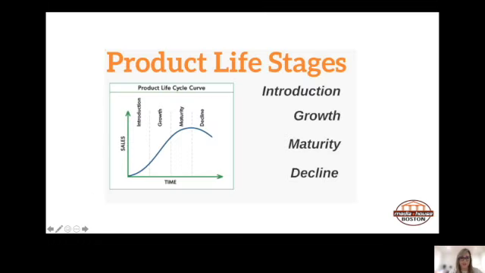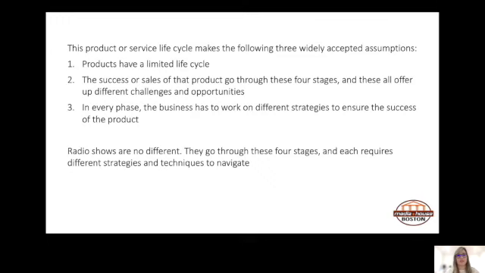Now we're at the next one, which is growth. You can see here how it grows over time, and then we still need to get to maturity and the declining phase. Just to reiterate, this product or service life cycle makes three widely accepted assumptions. The first is that products have a limited life cycle. The second is that the success or sales of that product go through these four stages, which all offer different challenges and opportunities. And thirdly, in every phase, the business has to work on different strategies to ensure the success of the product. And radio is no different from this.